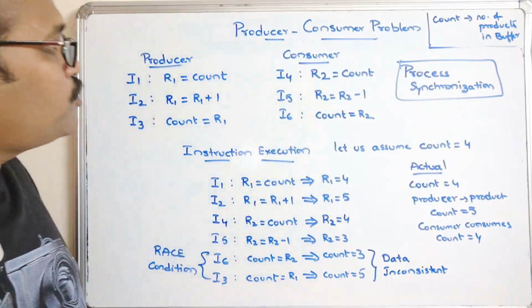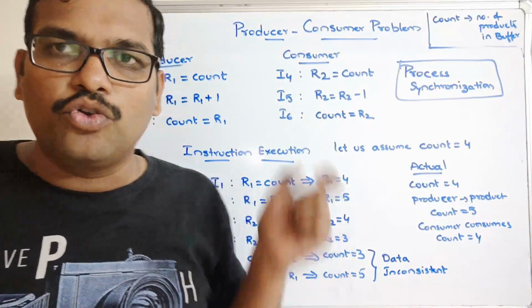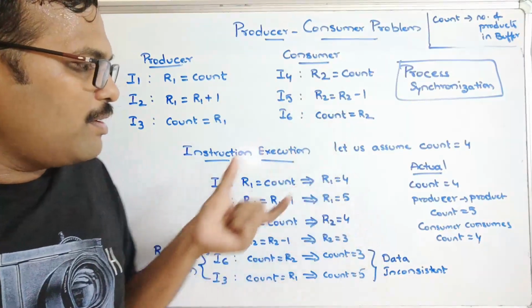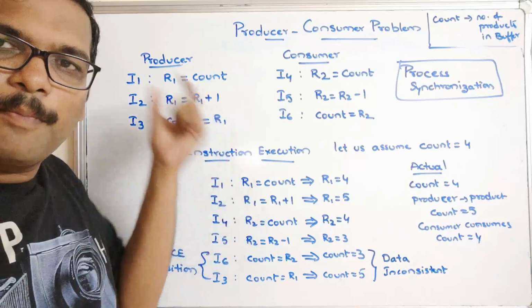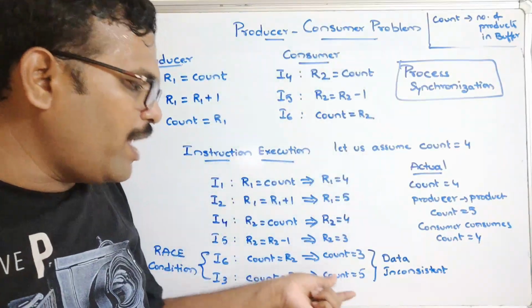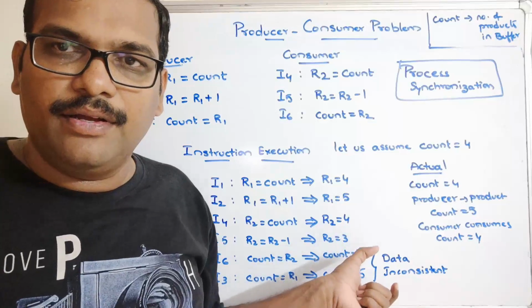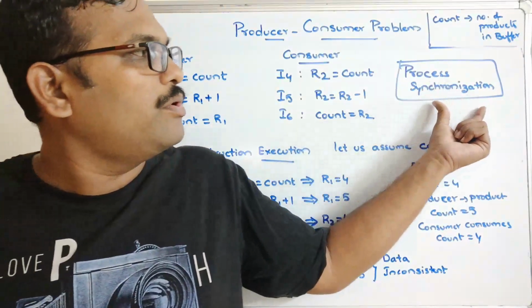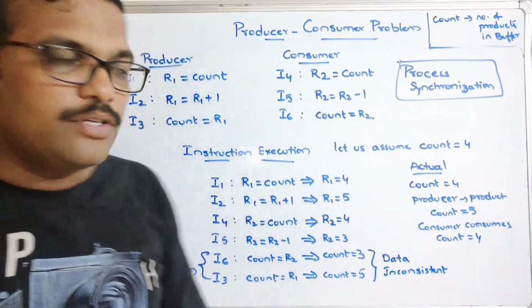So hope you understood this producer consumer problem. Two processes, a producer and a consumer. After executing the different instructions from the producer and the consumer, we are having different values, which means data inconsistency. So to avoid this, we have to use process synchronization. So let's stop here.